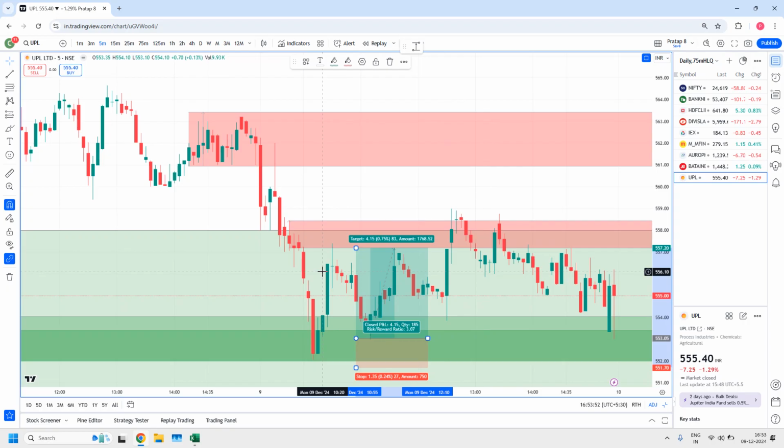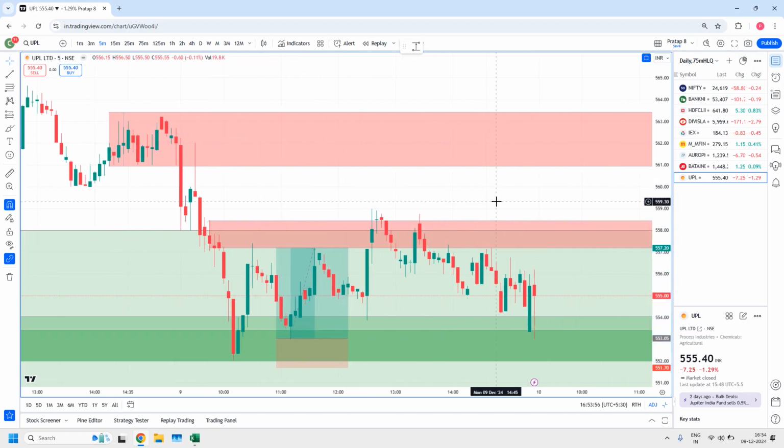So these are the high liquidity zones. We got successful trades, and in the remaining zones, we didn't get any trade. But let me explain how we fine-tuned.